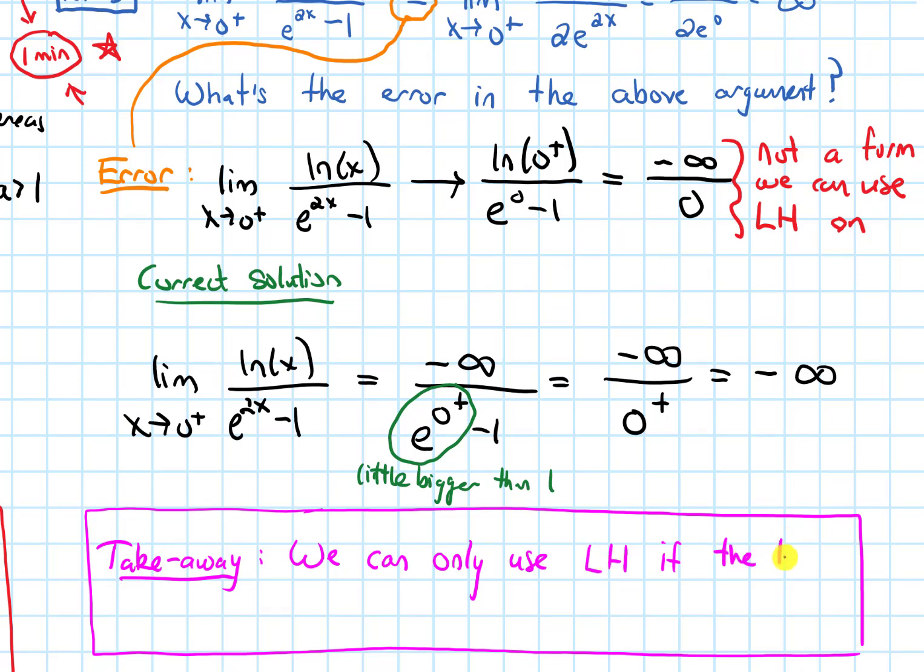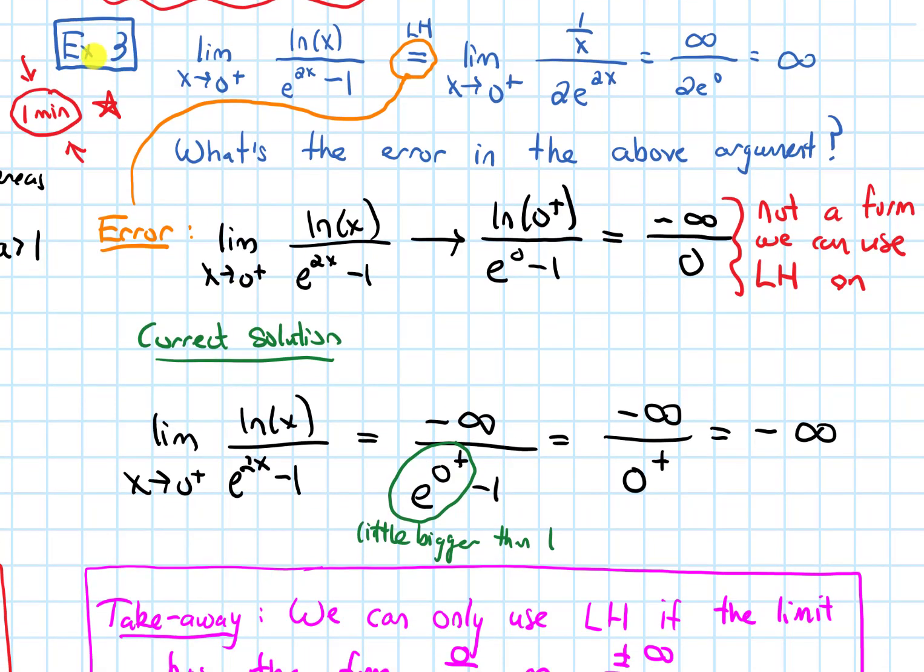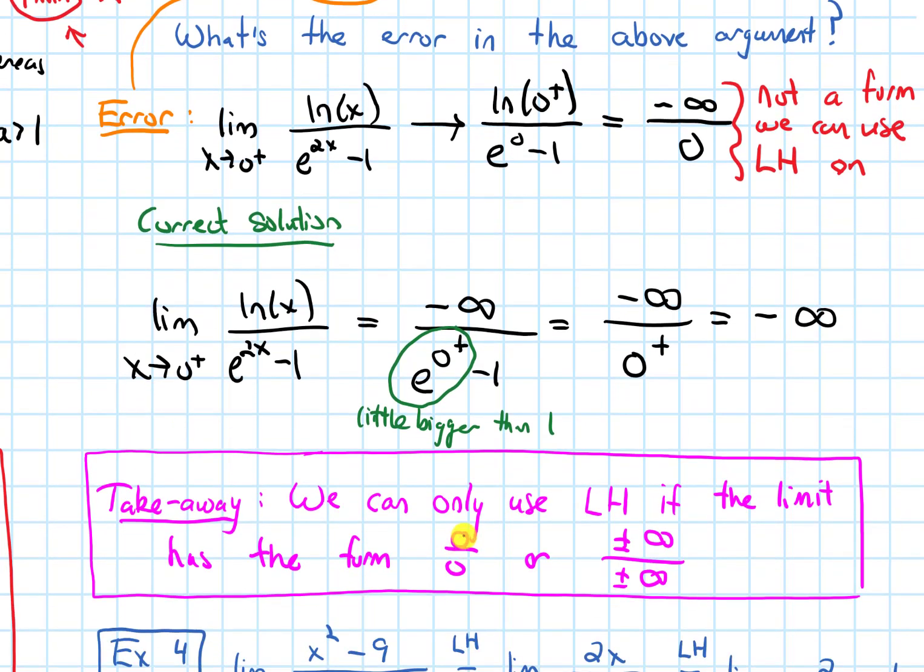Okay, so the key takeaway from this is we can only apply L'Hopital's rule if the limit has the form 0 over 0 or plus or minus infinity over plus or minus infinity. It can be really tempting when we first learn L'Hopital's rule to say like, oh, can't I just do it on every single limit? But we have to be careful. We can't use it on every single limit. It's got to have one of these forms for us to be able to apply it.